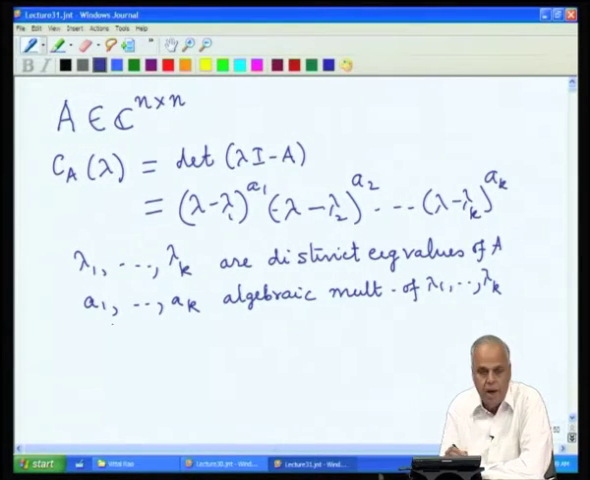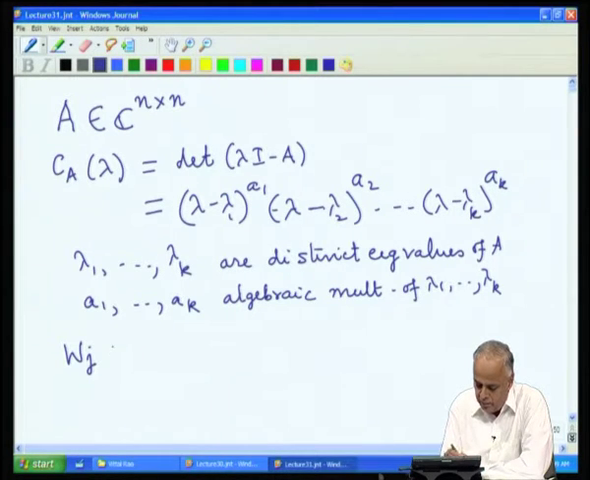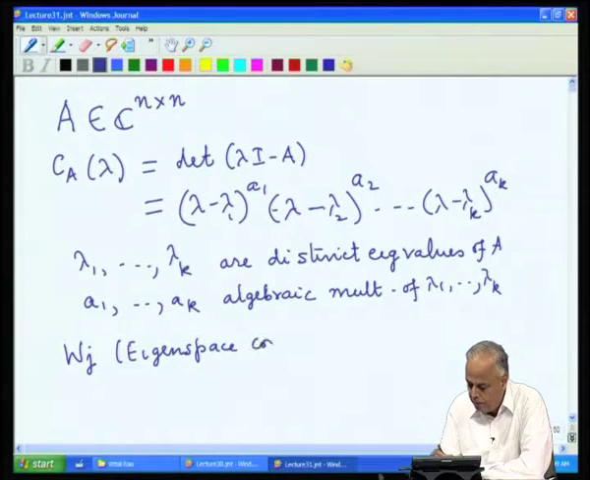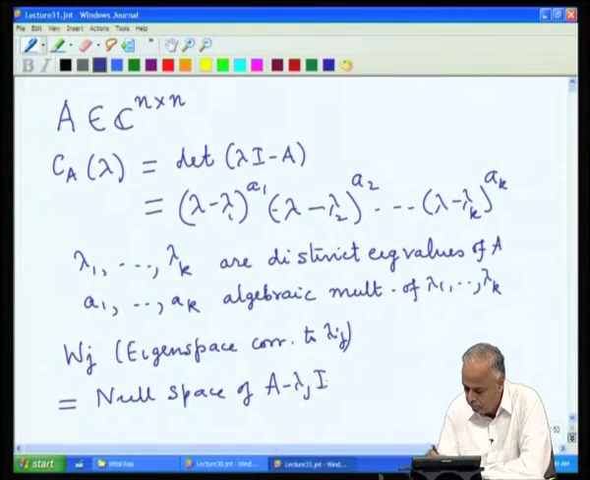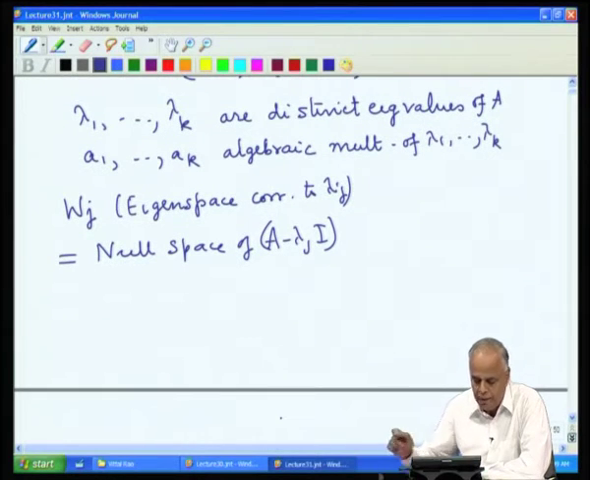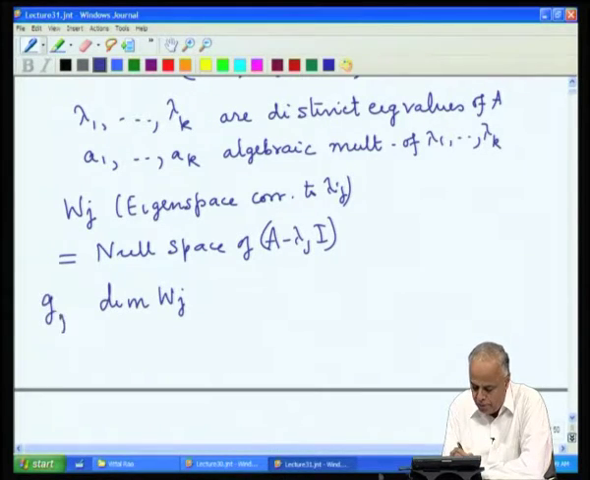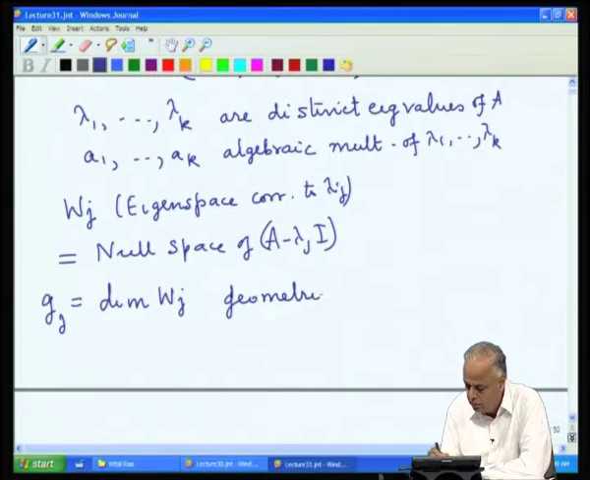Then corresponding to these eigenvalues, we define the eigenspace W j corresponding to lambda j as the null space of A minus lambda j I, and the dimension was found to be always greater than or equal to 1. This dimension of W j is what we denoted by g j, and this was called the geometric multiplicity of lambda j.